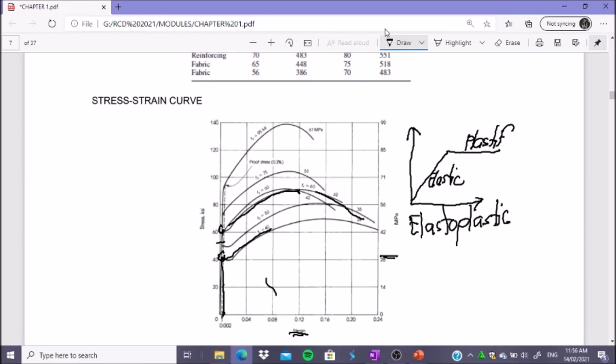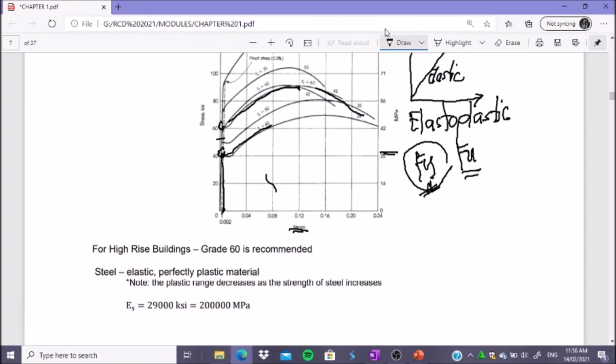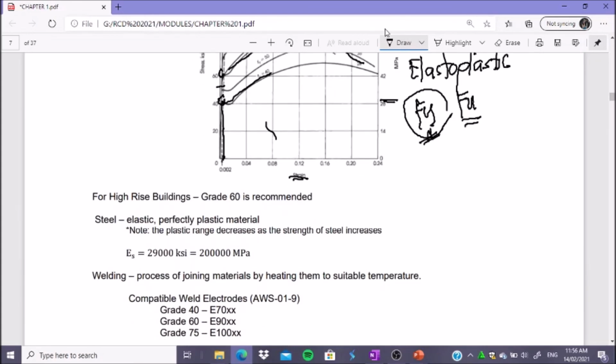I hope you still remember the key points there. We have the yield point, the elastic limit, the proportional limit, strain hardening, then necking, modulus of rupture or FU, and FY. The value of FY is very important; that is the yield strength of steel, and also FU. In RCD, it is mostly FY. In steel design, both FU and FY are important. It says here that for high-rise buildings, grade 60 is recommended.